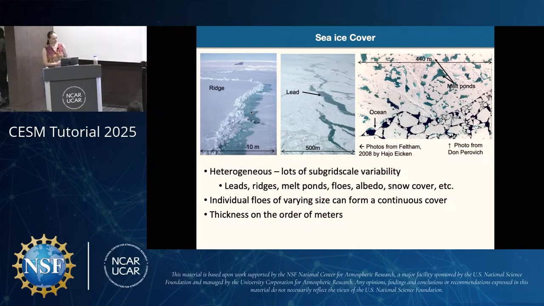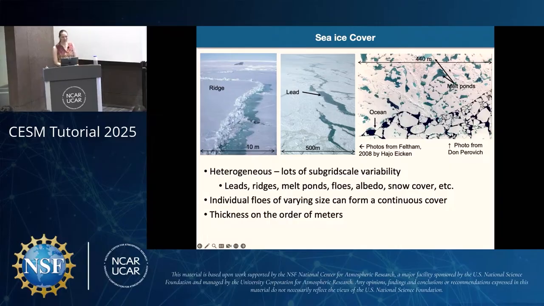So what you see in these pictures is that you can have ridges. This is where ice comes together and builds up, so that's a ridge like we see here. You can also have ice that diverges, pulls apart, and that can cause a lead like you see here. These can be on the order of 10 meters to 500 meters or even larger sometimes.